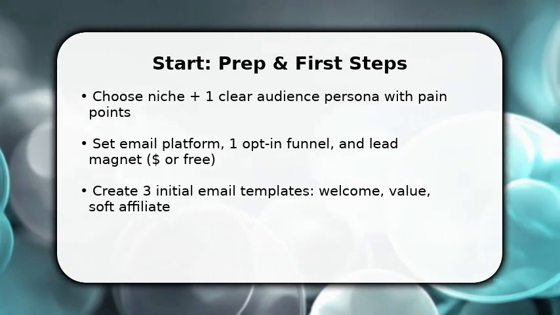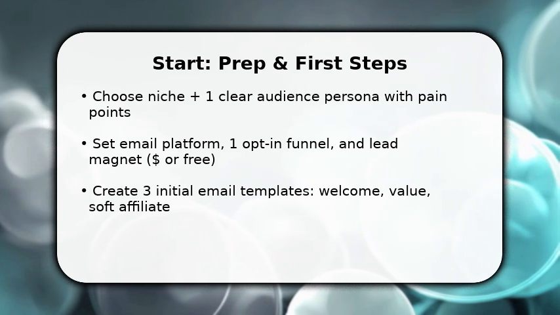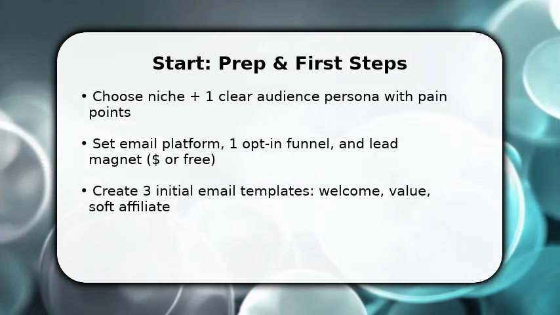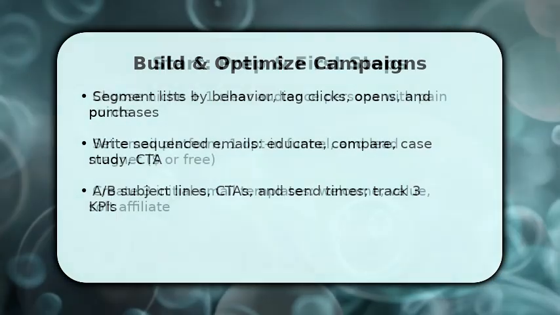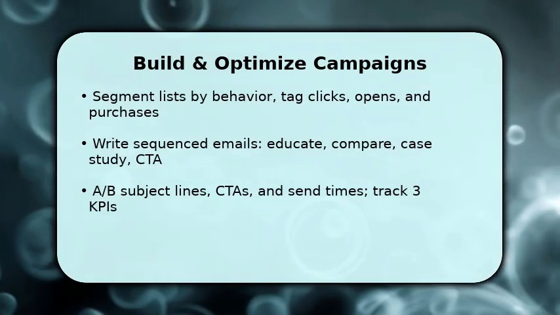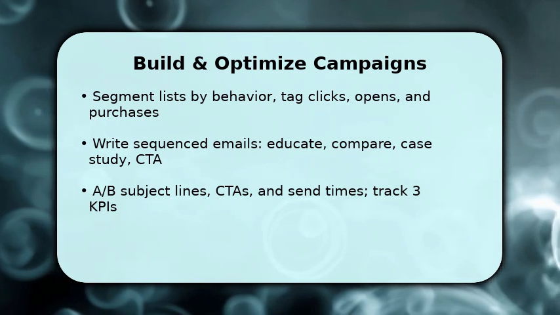As you build, segment subscribers by interest tags so you can send targeted affiliate pitches later. Make sure to map a 7-14-day initial sequence. Now you craft the middle of the funnel. Create sequences that educate, compare solutions, and present a clear call to action.